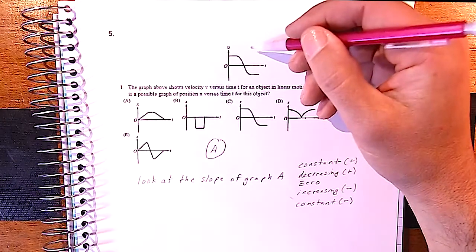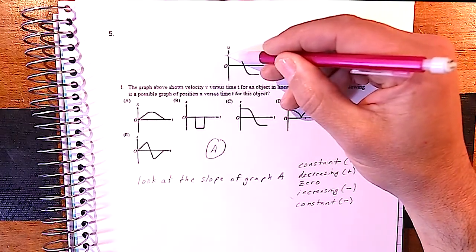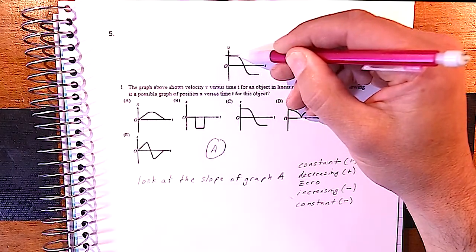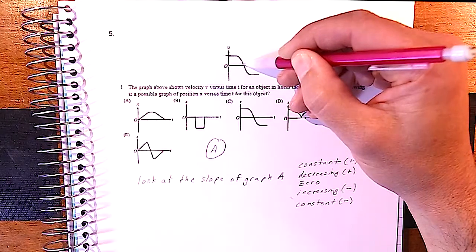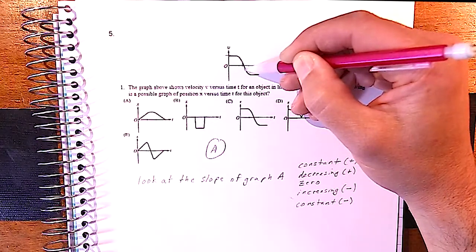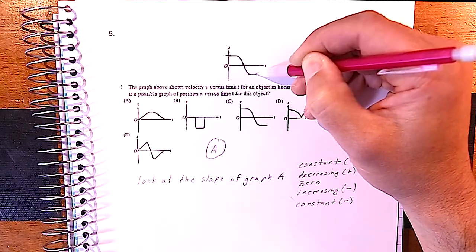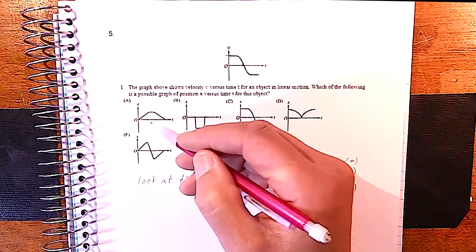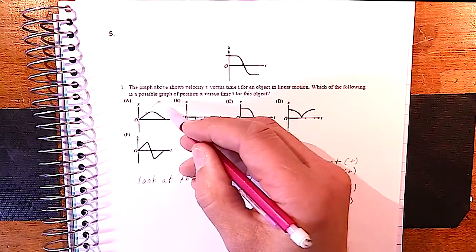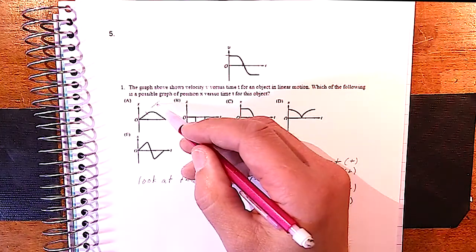Okay, we have a velocity time graph here, and we can see that the velocity starts out with some initial value. It's constant, then the velocity decreases, it stops, then it increases in the negative direction, and then it's constant velocity at the end. So if we look at choice A, the first portion of this graph is straight. So that means the velocity is constant and positive.